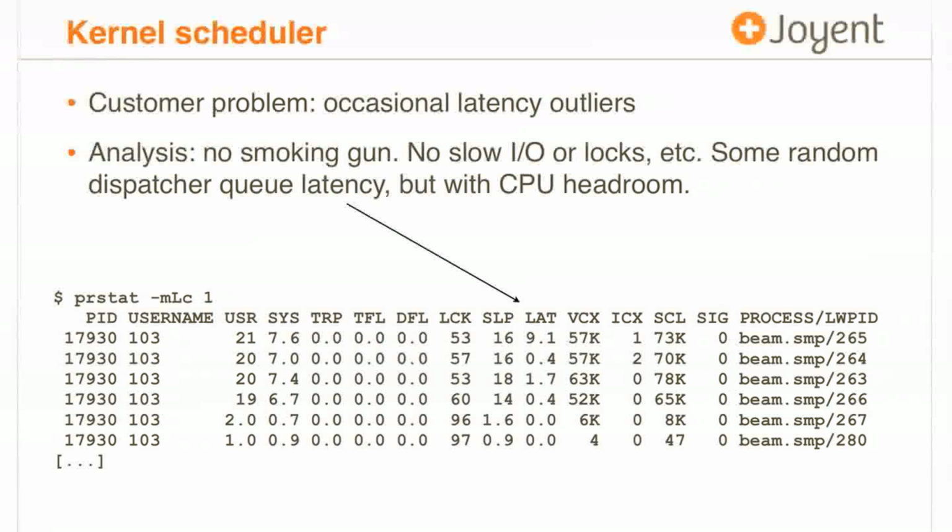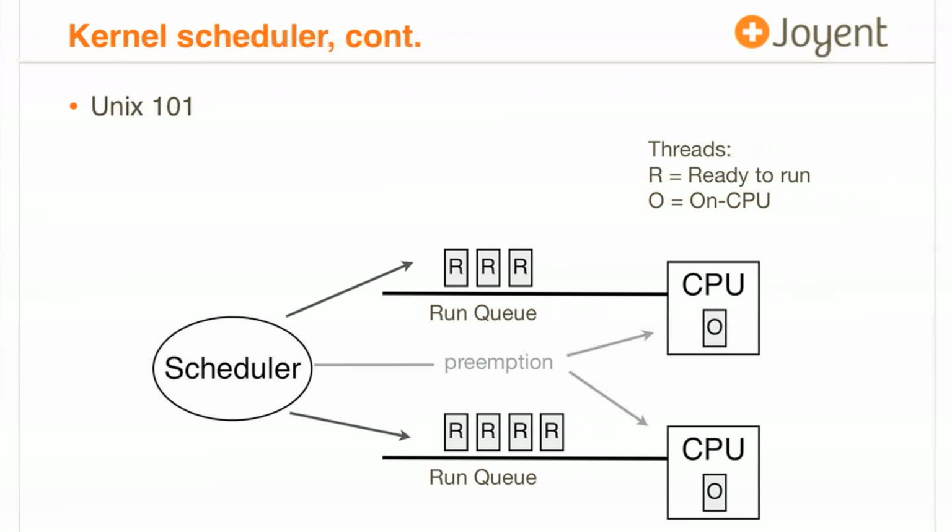Now, the last case study I had was kernel schedule. I'll go through this quickly. This is an example where the customer had latency outliers. There was no smoking gun, no slow I/O or locks. There was some random dispatcher queue latency. So I've got the CPU latency column of prstat -mLc. Now that's measuring the time we spend on the run queues.